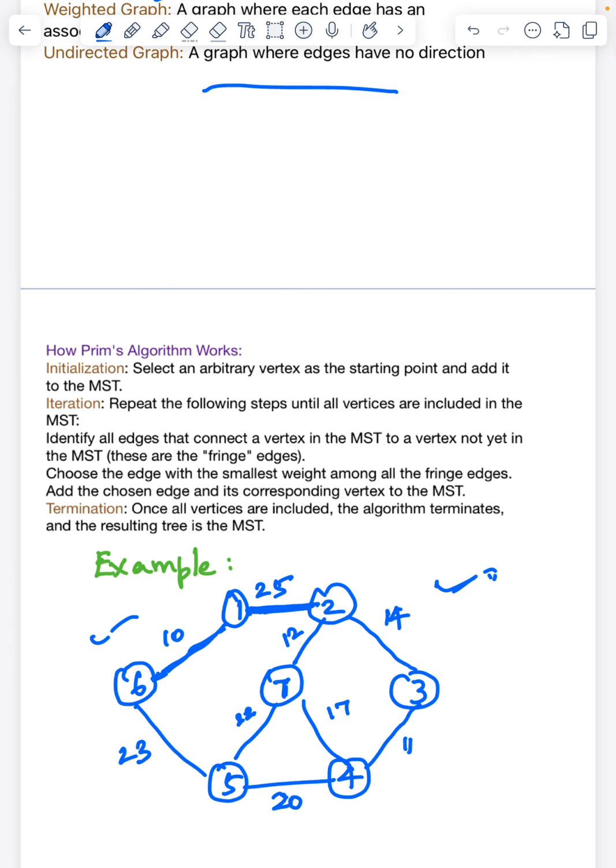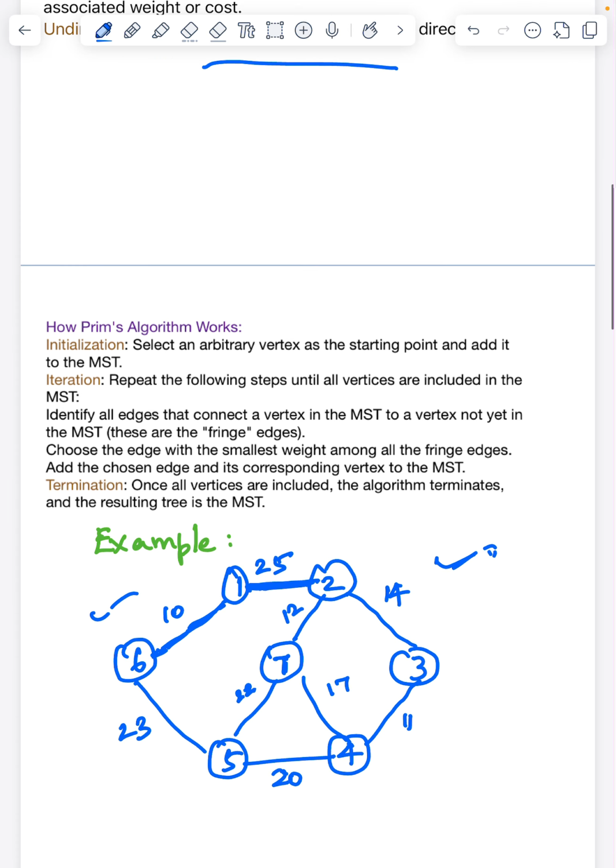Now let us discuss the working of Prim's algorithm. We have three steps in Prim's algorithm. The first one is initialization, the second one is iteration, whereas the third one is termination. Coming to initialization, arbitrarily we can pick any vertex from the given graph as a starting point, and we can add that vertex into the MST. So this is how we should initialize the working.